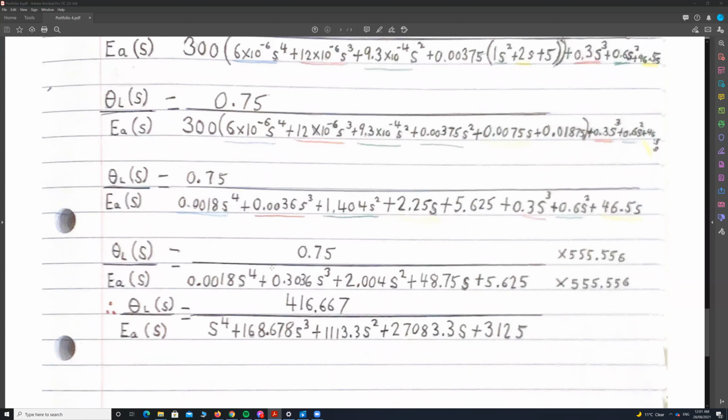at this part here where we have 0.0018 S to the 4. We simply want our highest power of S term at the front to be singular, to be 1. We can then multiply top and bottom by 555.556, which will in fact give us our S to the 4. We do that to every term, again multiplying top and bottom, and we get our final answer here for our transfer function.